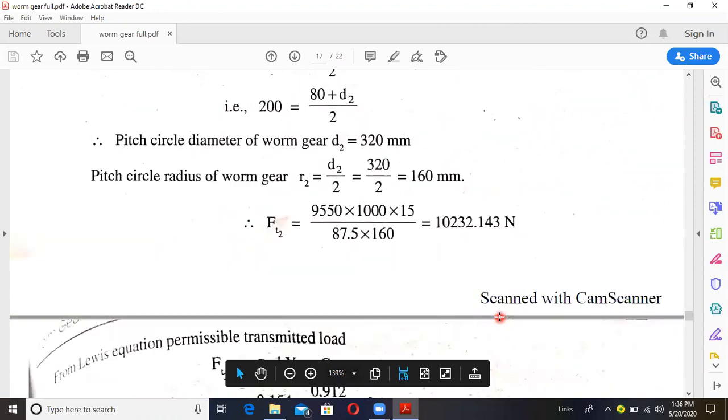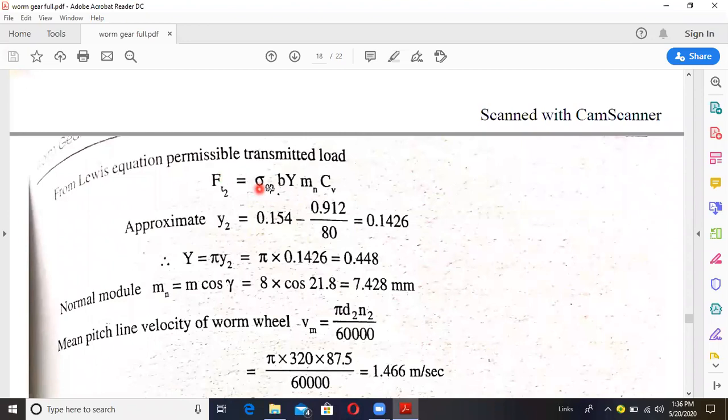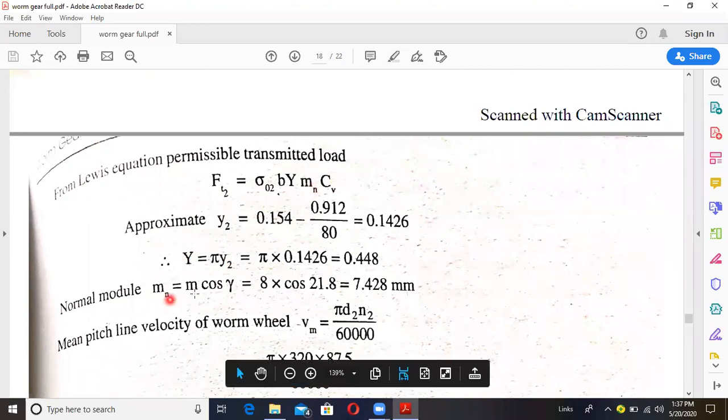Now we are going to take the Lewis equation. Again we are having the Lewis equation formula, FT2 is equal to sigma naught 2 into B into capital Y into Mn into Cv. Here you can see the notation of B. So here FT2 already you have calculated in the previous step. Sigma naught 2 they given in the question. We are going to calculate B. So to calculate B, now we have to calculate capital Y, Mn and Cv. So capital Y is equal to pi into small y2. Calculate y2, then multiply by pi, then we will get capital Y. Next, formula of Mn is equal to M into cos gamma. So we will get Mn. Gamma already you have calculated. Calculate Mn.